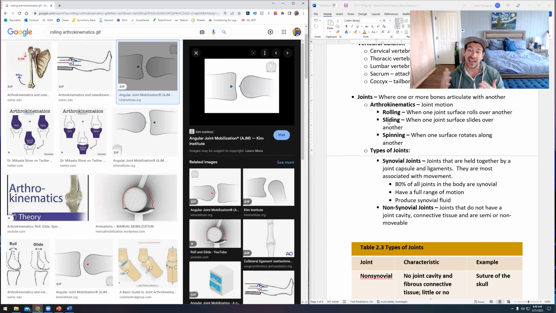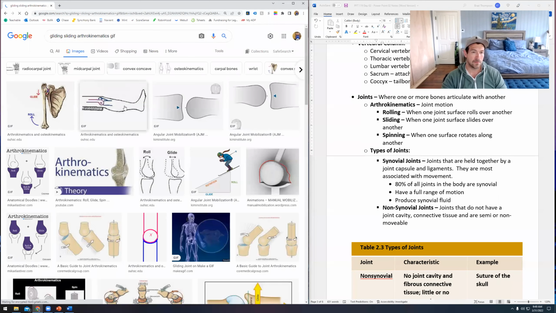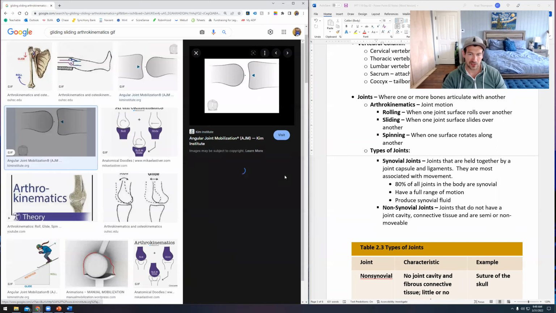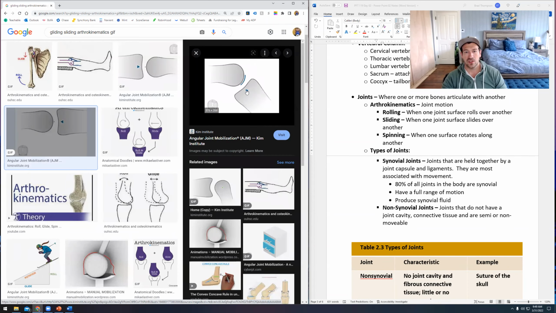The next one we're going to see is a sliding or gliding joint action, which is where the surface of one bone is going to slide over another one. So we had our rolling action here, right? And then sliding action is going to be something more like this. If we look at gliding or sliding, nope, that's back to the rolling picture, please. There we go. So actually, that's still an example of the roll. It's just showing you in a different way.